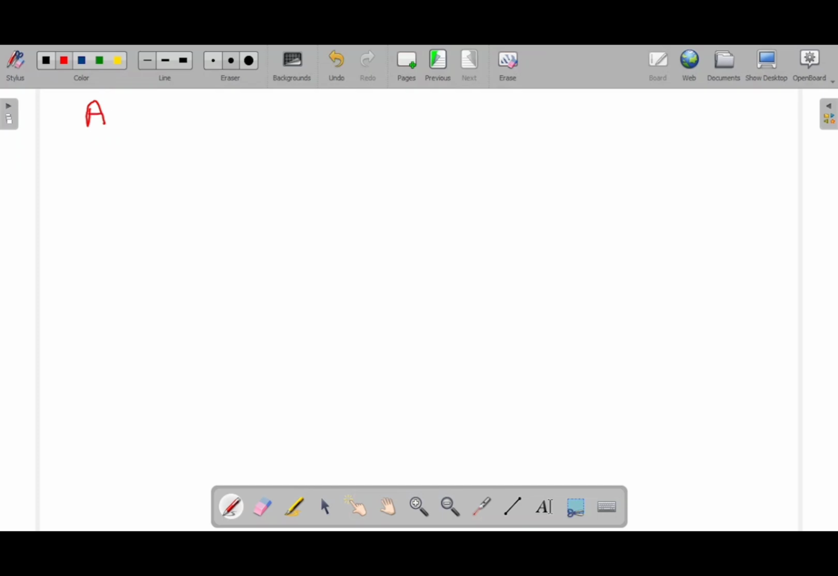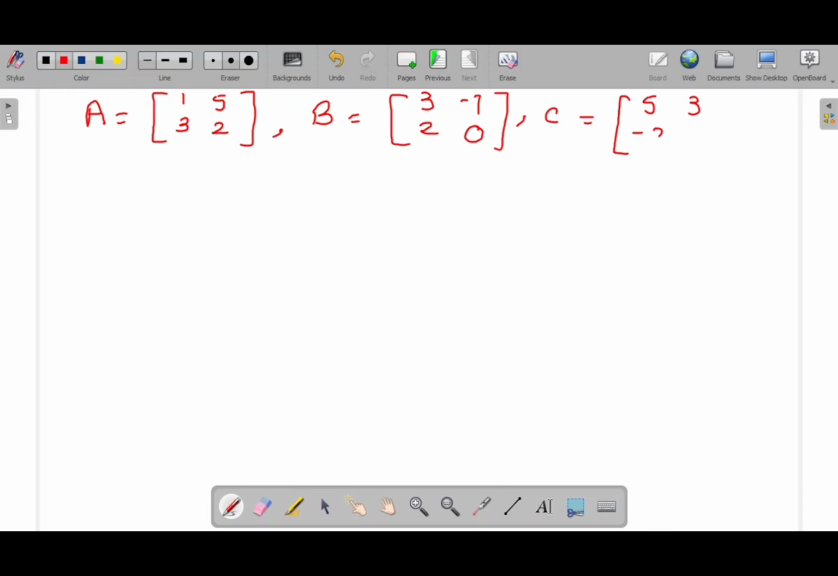Let's say we have 3 matrices. A is 1, 5, 3, 2. Matrix B is 3, minus 7, 2, 0. And we have matrix C also, which is 5, 3, minus 2, 7. Okay, so let's say we have to verify whether (A plus B) plus C is equal to A plus (B plus C).